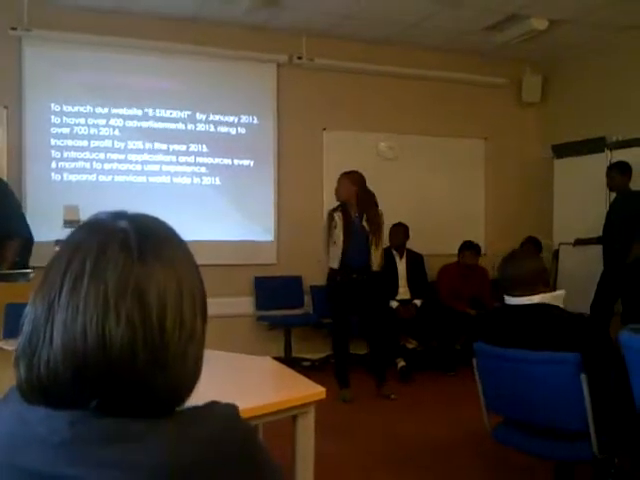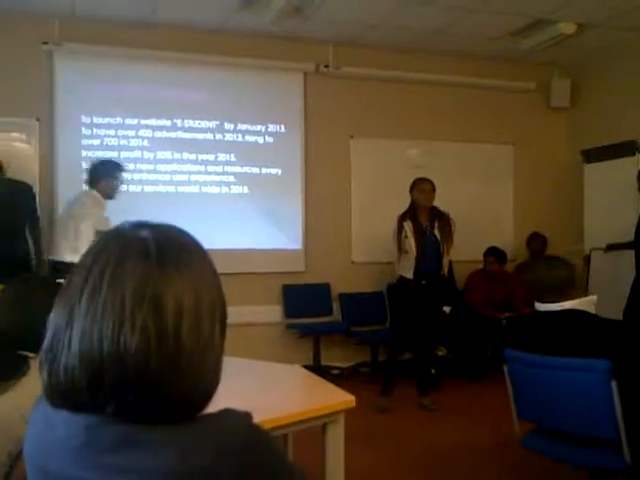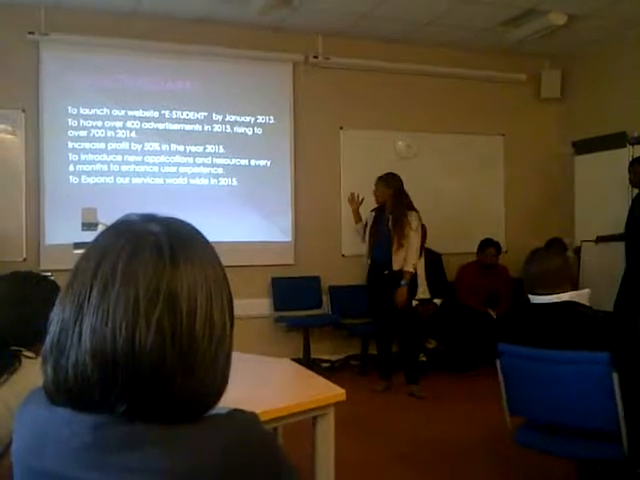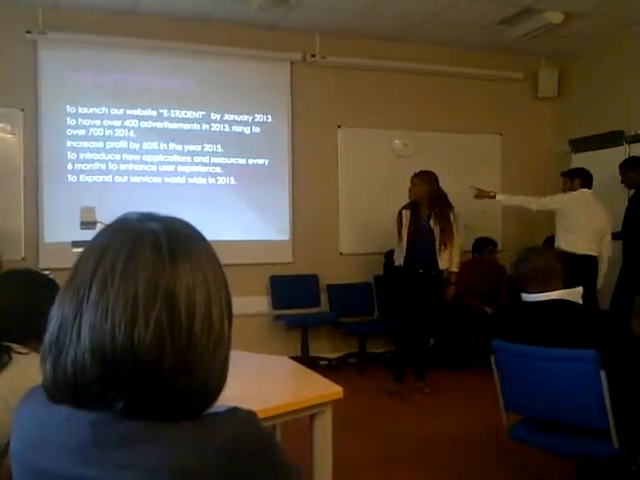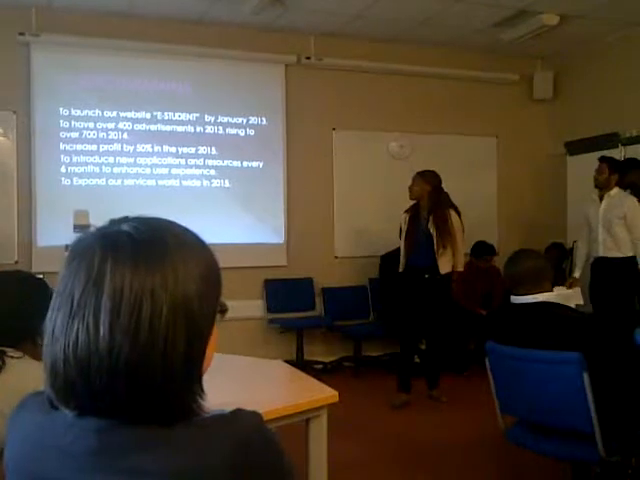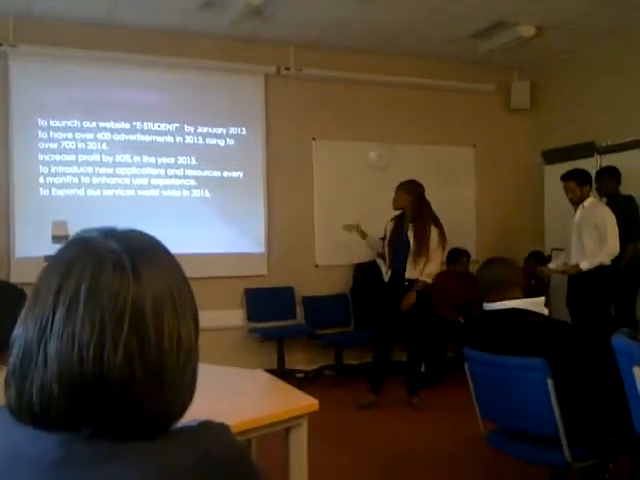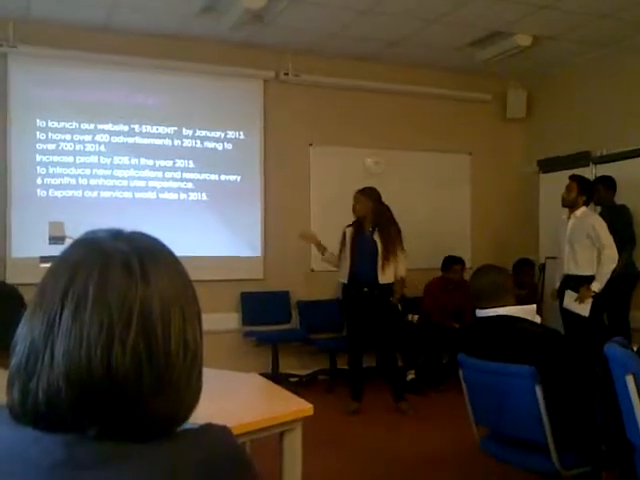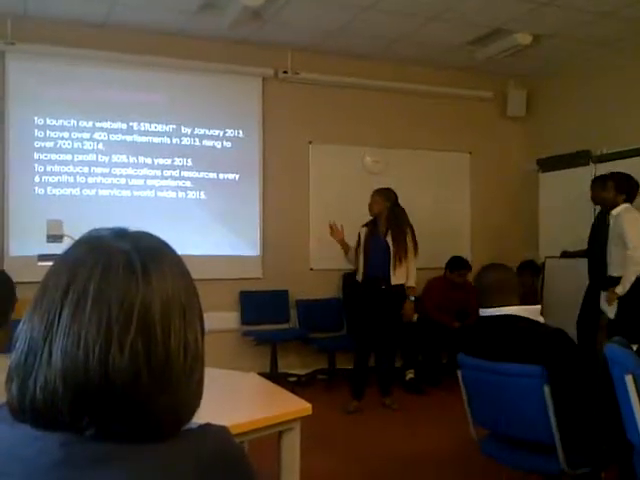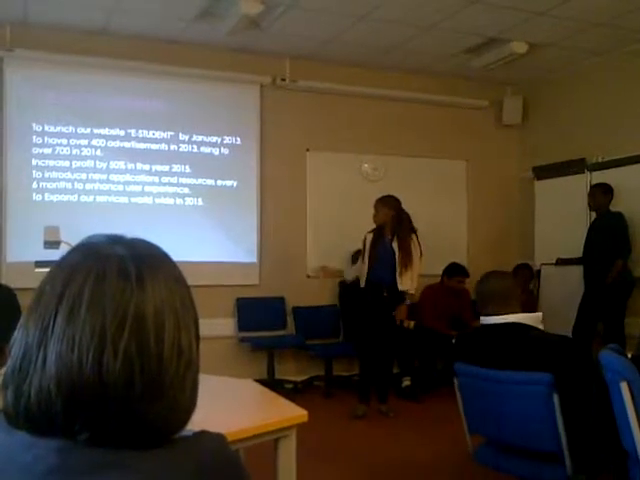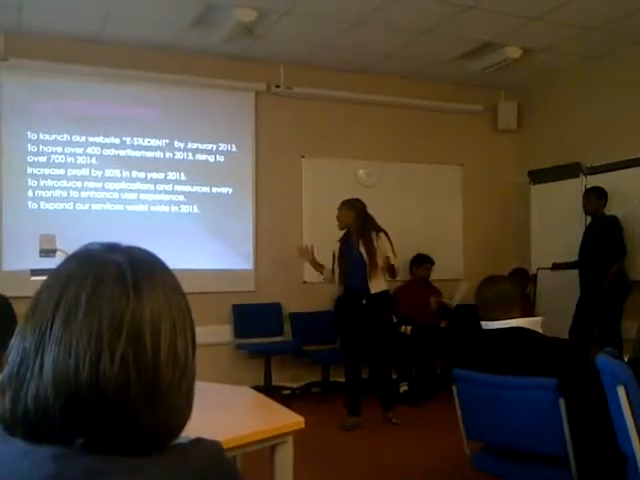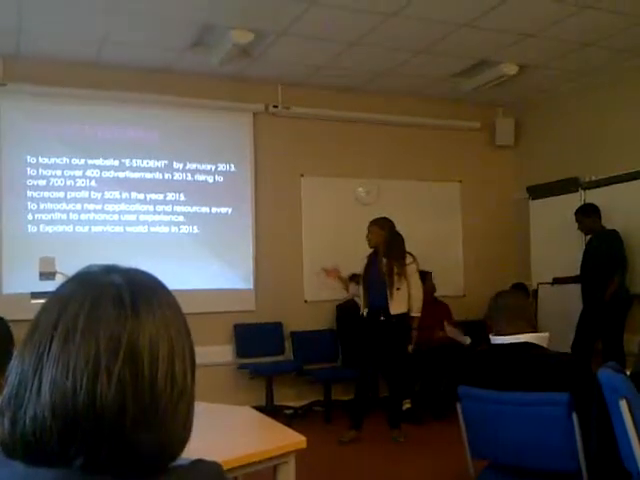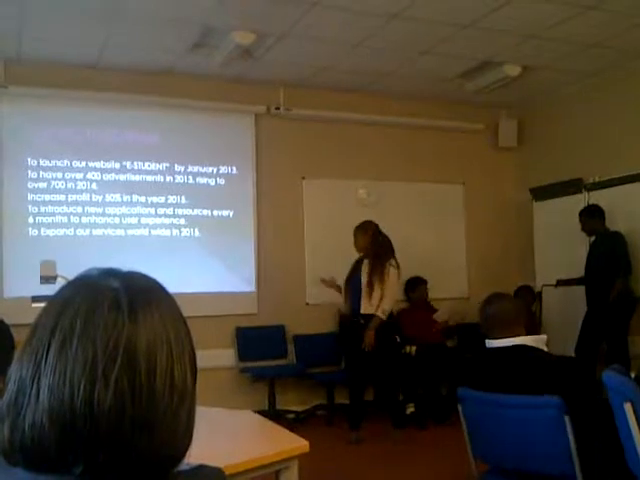Talking about the aims and objectives of our business. First of all, we'd like to launch our website, the e-student website, in January 2013. Secondly, we'd like to have about 400 activities in 2013, rising to 700 in 2014. Thirdly, we'd like to increase our profit by 50% in the year 2015. Fourthly, to introduce new applications and resources every 6 months to enhance users' experience. And lastly, to expand our services worldwide. Thank you.